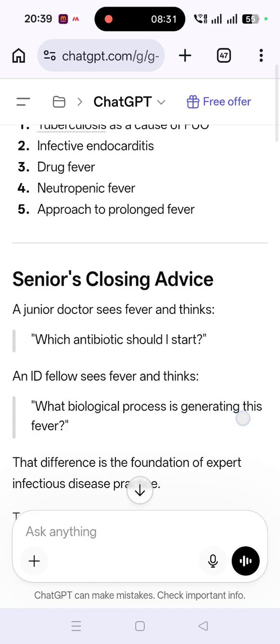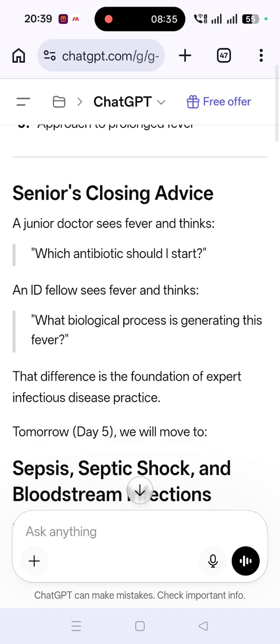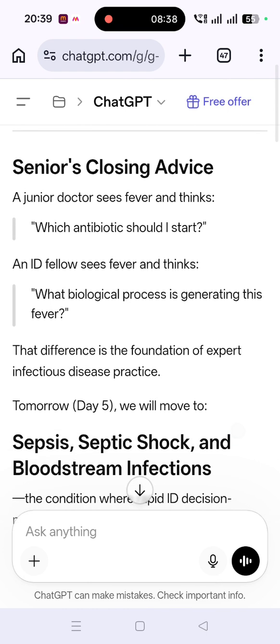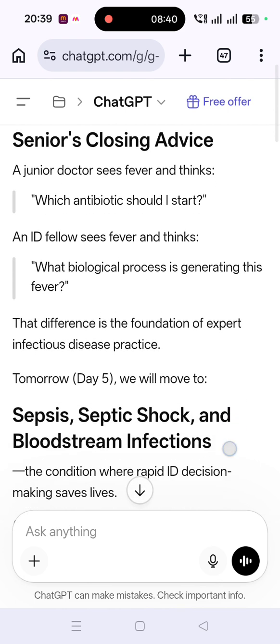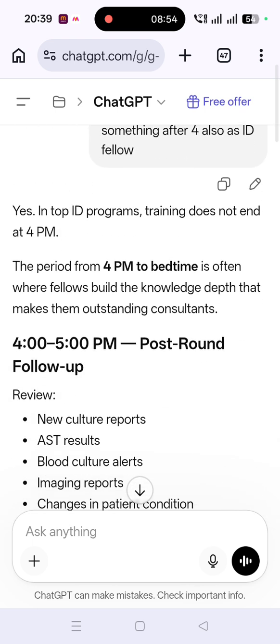Neutropenic fever, and the approach to prolonged fever. A junior doctor sees fever and thinks, which antibiotic should I start? Whereas when a senior sees it, he asks what biological process is generating the fever, and whether an antibiotic should be given or not. So all these things should be read.